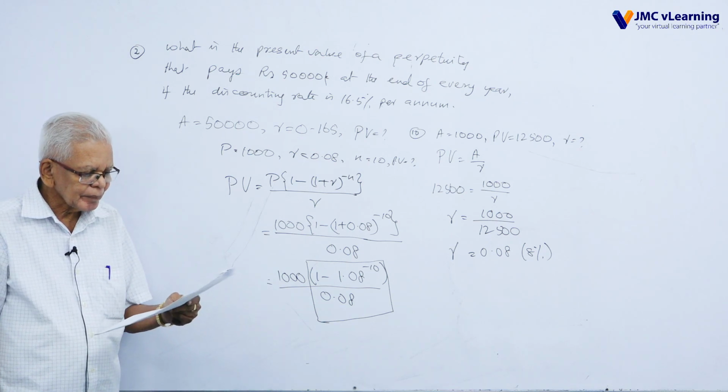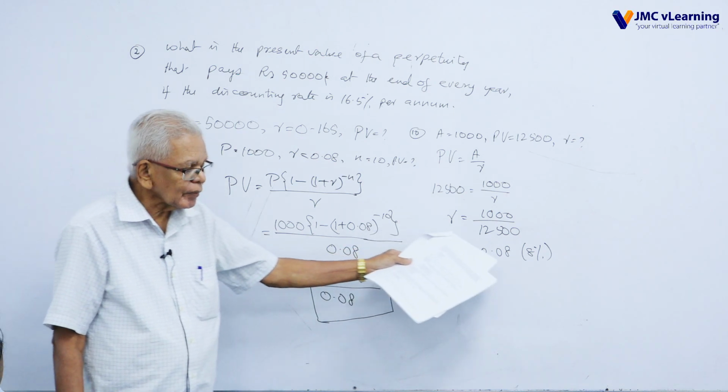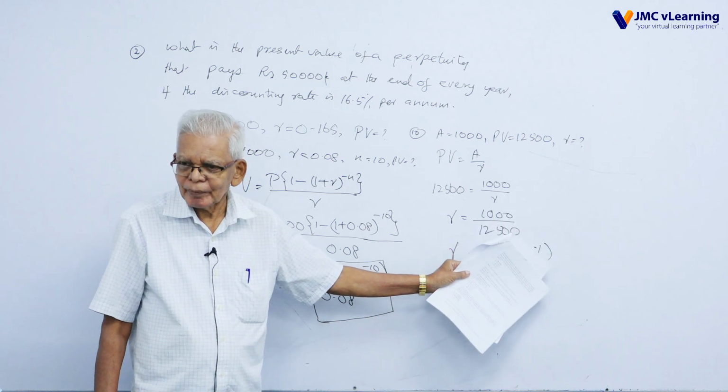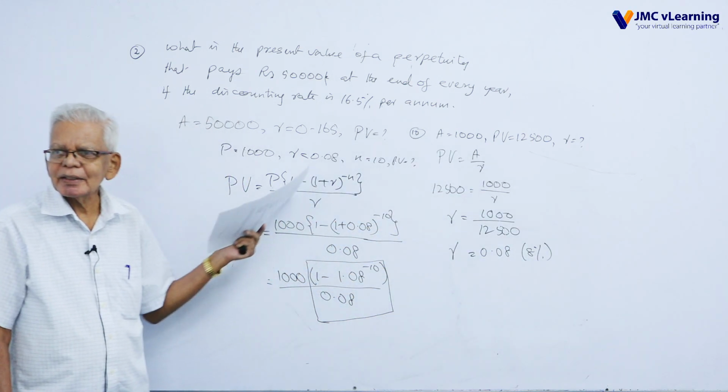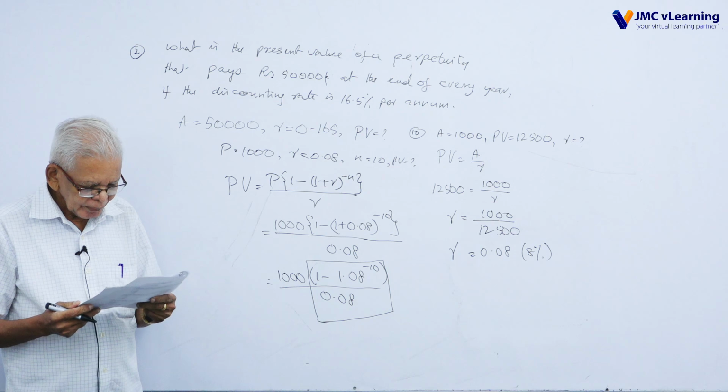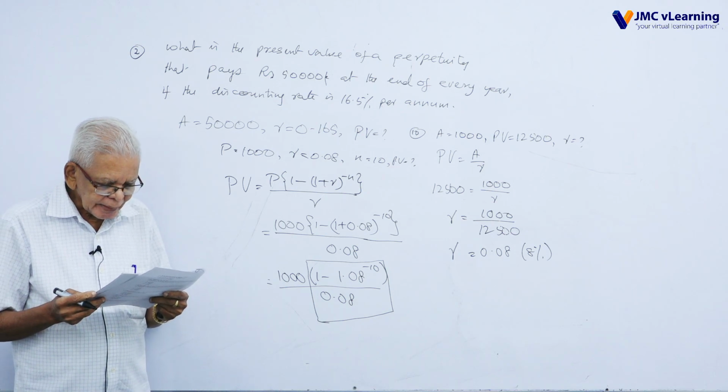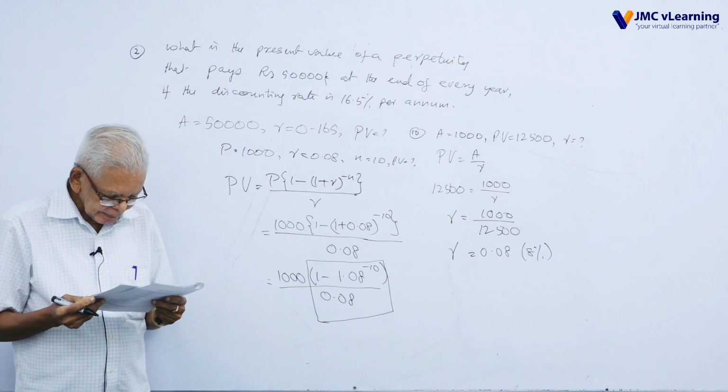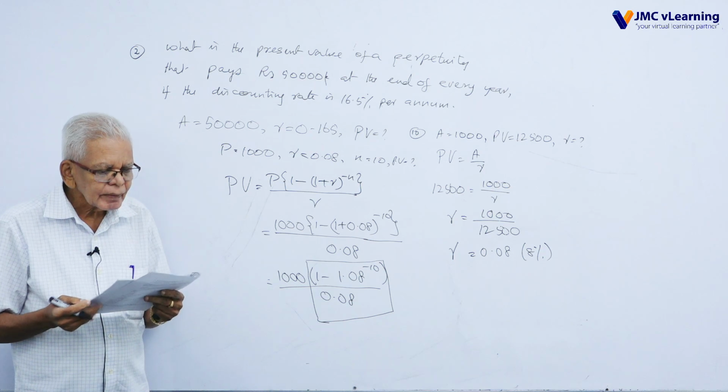So that's a past paper question. First of all, we have to find the rate R per annum. Then we take that R and do the question. Then there's a very easy question also.